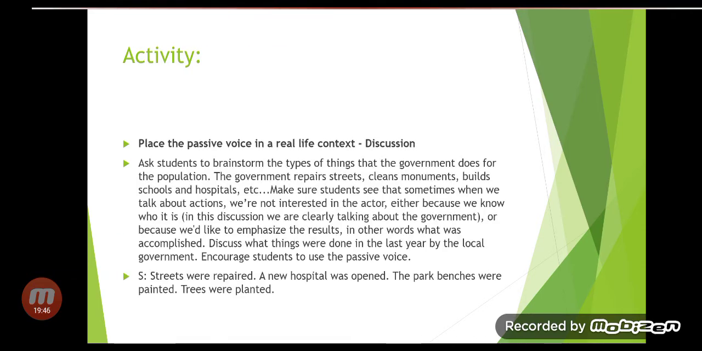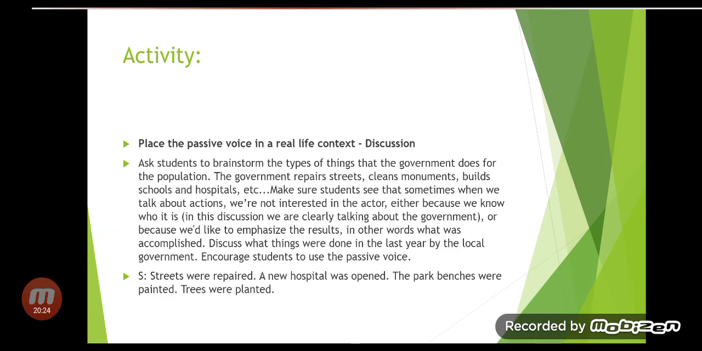Then you can also place the passive voice in a real life context, right? Which is your discussion, which is your communicative approach, your communicative learning, the mode of teaching. Right. So you have to ask the students to brainstorm the type of things that the government does for the population. So this is not for the Pakistani context, of course, because over here our government is doing what we are all seeing. So the government repairs streets, cleans monuments, builds houses, schools and hospitals, etc.